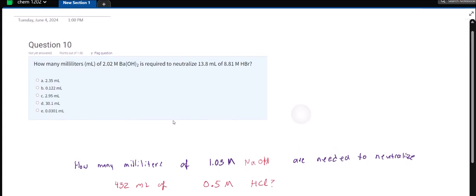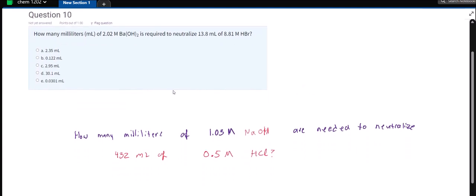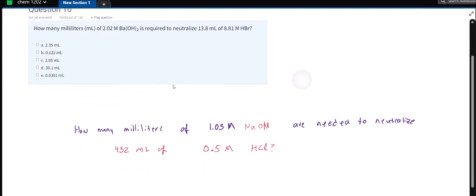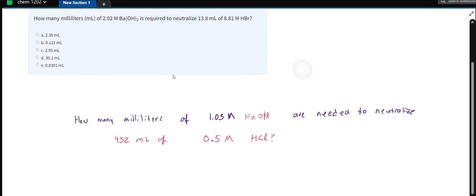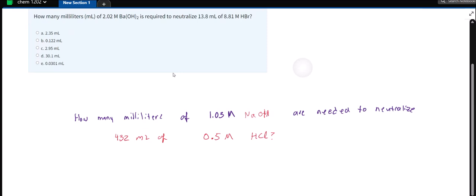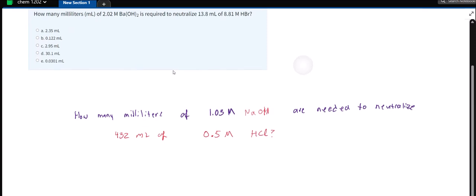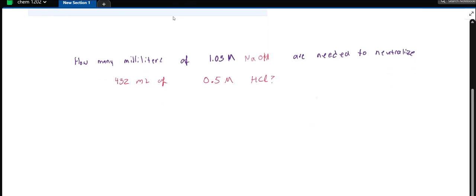So on this problem, we're asked how many milliliters of 2.02 molar barium hydroxide is needed to neutralize 13.8 milliliters of 8.81 molar hydroboric acid. So what we'll do, I'm going to do two problems here to help you with this one. So first, let's say we have something similar, but I have sodium hydroxide and hydrochloric acid.